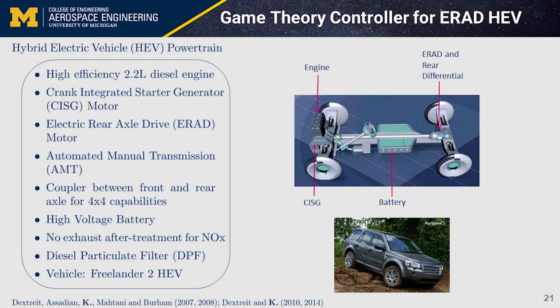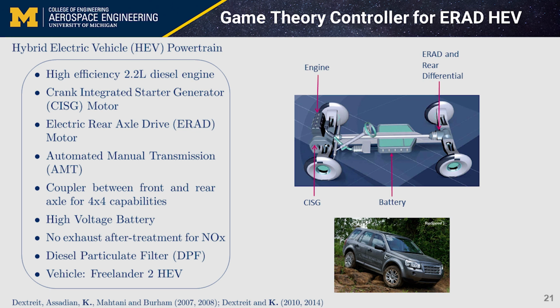A few years later, we decided to see if we may be able to explore these ideas for hybrid electric vehicles. And the specific vehicle we were looking at was actually quite interesting. Its configuration is shown here. First of all, it had a diesel engine. In addition, it had not a single electric motor, but two motors. So the first one was up front. This was a crank integrated starter generator motor. And then there was a motor on the back, an electric rear axle drive.